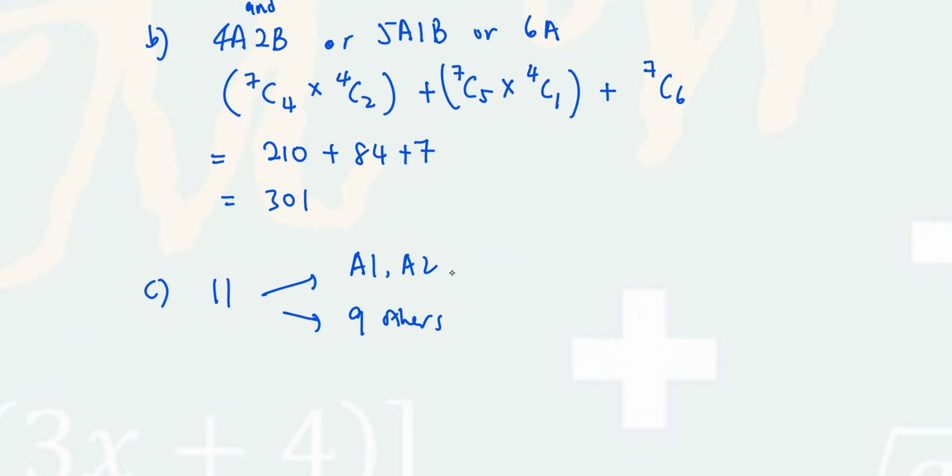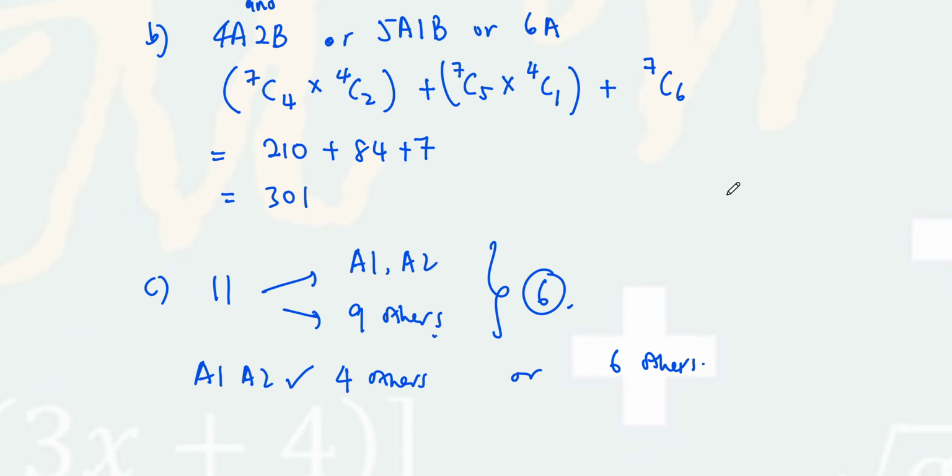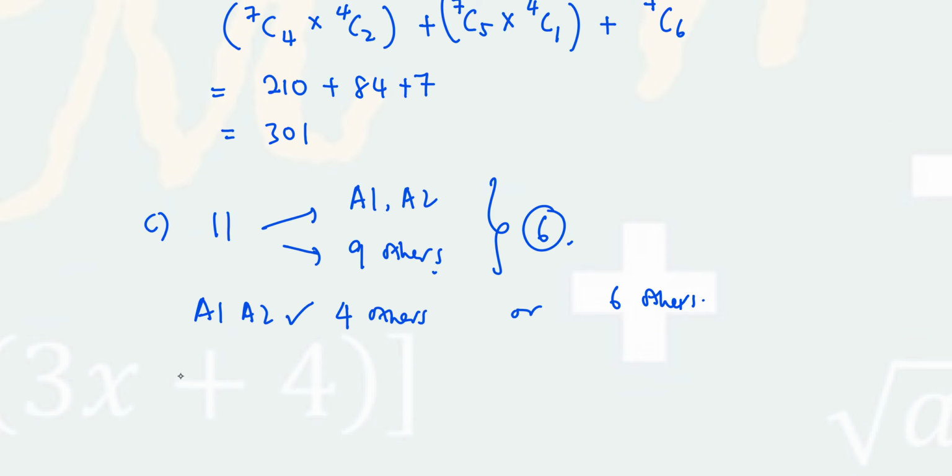So now my concern is either I choose A1, A2, and remember we still need to choose 6 of them, so it will be another 4 others. Or I do not choose A1, A2, which means I will directly choose 6 from the 9 others. So here will be 6 others. This will be the idea to solve this question. So from here, I will just write the number of selections.